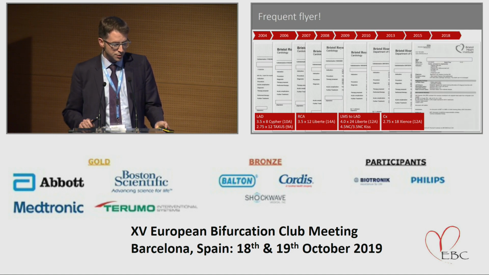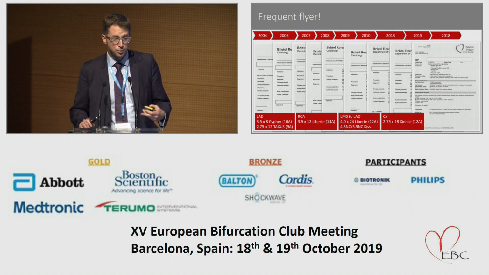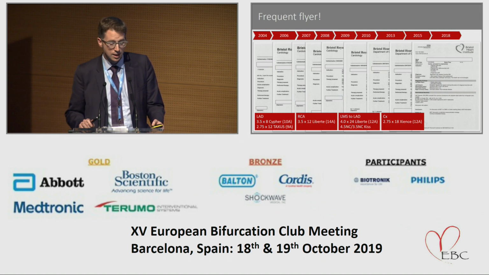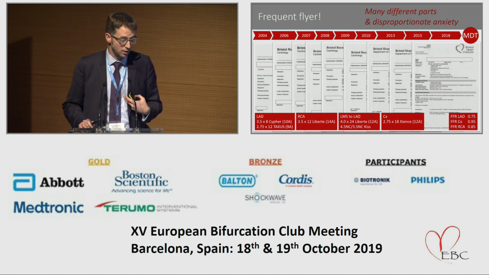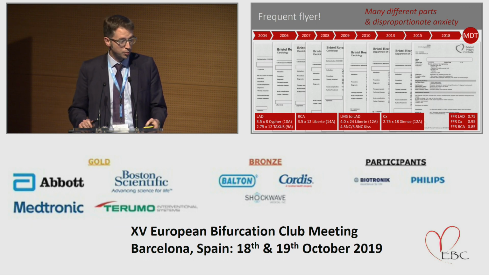And then the patient returns under my care again at the end of last year, just Christmas time, having developed increasing disease predominantly in the left anterior descending artery. So at that point, again adopting a thoughtful approach, I take a pressure wire to all vessels and demonstrate a positive FFR in the LAD, but negative FFR in the other major territories. So at that point, I think we can say this is complex by virtue of many different parts and a disproportionate level of anxiety, certainly on my behalf, but I think also for this chap who originally presented at the age of 46.